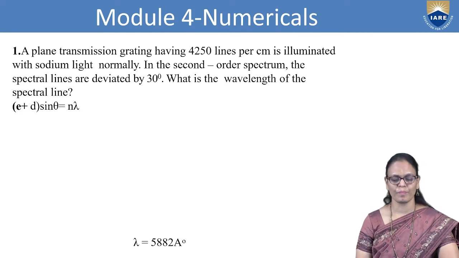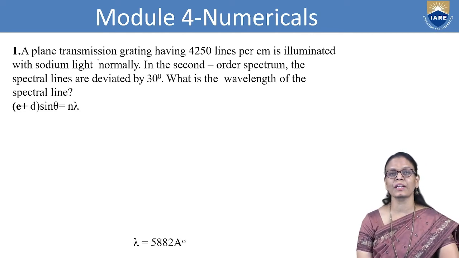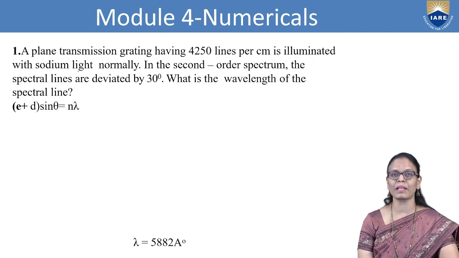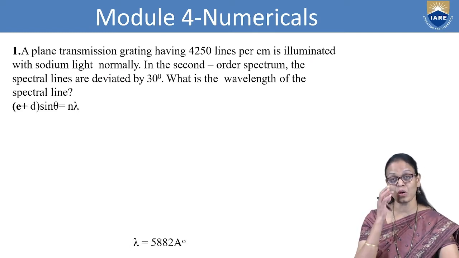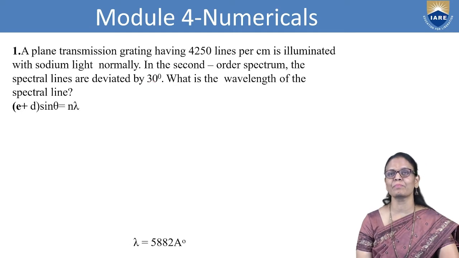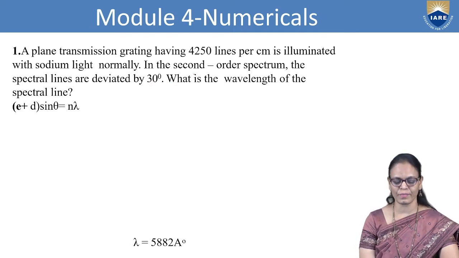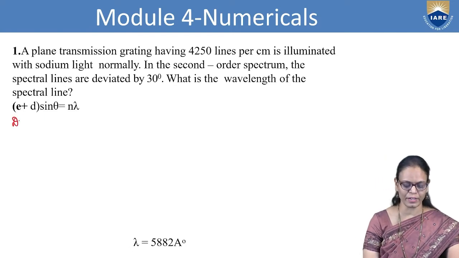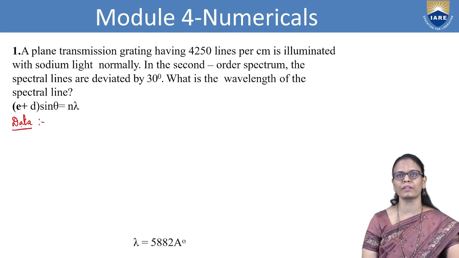Let us see the first one. A plane transmission grating having 4,250 lines per centimeter is illuminated with sodium light normally. Normally means normal incidence. In second order spectrum, the spectral lines are deviated by 30 degrees. What is the wavelength of the spectral line? So first we will write the data. What is the data given and what we have to find, identify.